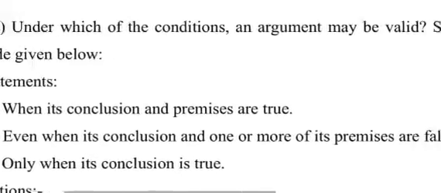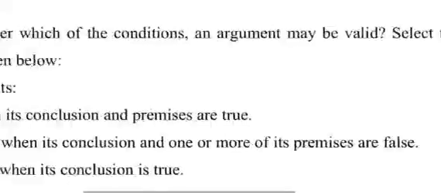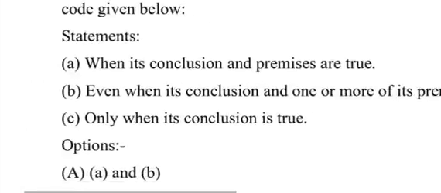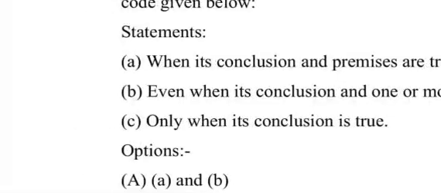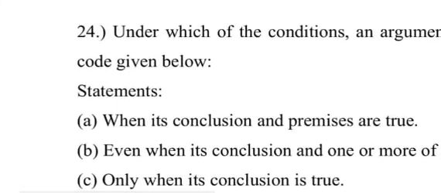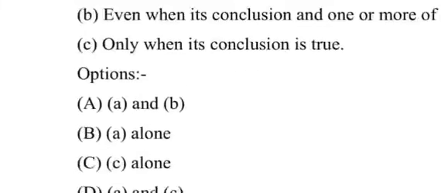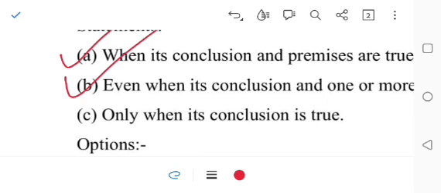24. Under which of the conditions may an argument be valid? Select the correct answer from the code given below. When its conclusion and premises are true; even when its conclusion and one or more of its premises are false; only when its conclusion is true. So these are the options. Let me give the correct answer. It will be number A. That means only A and B are correct, rest are not correct. Rest means only one is left, that is C.